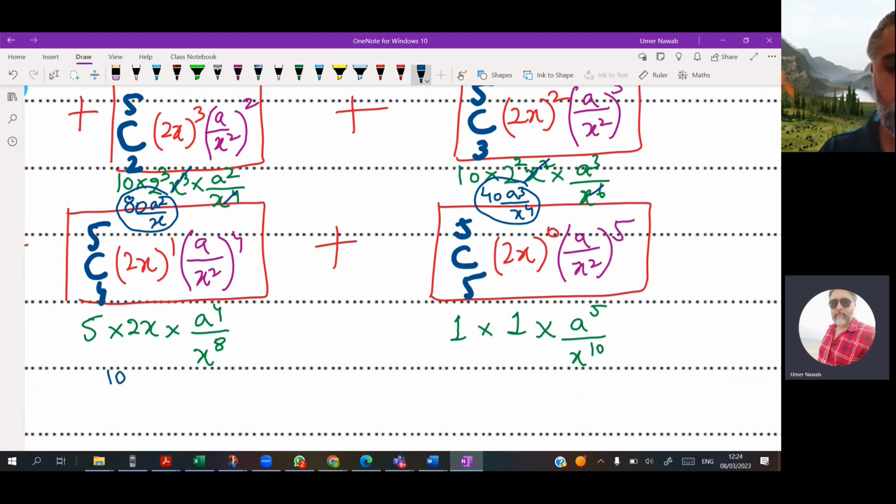2 times 5 is 10. Cancel x with x 8. A power 4 over x power 7. And then finally a power 5 over x raised by 10.